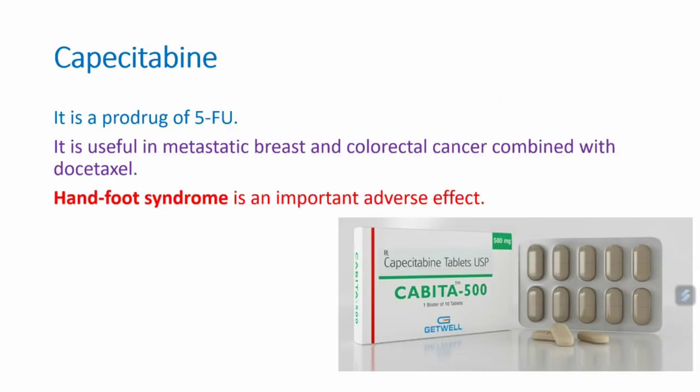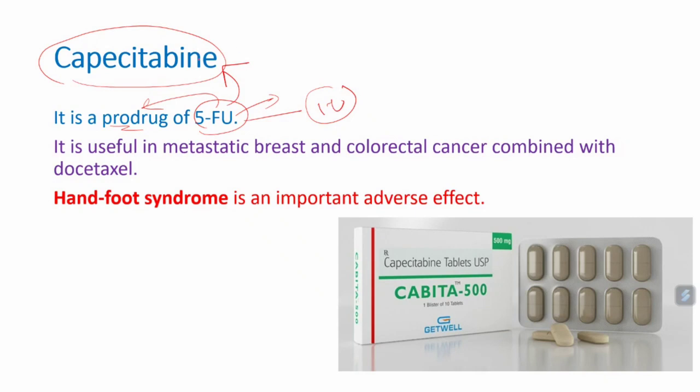Now let's talk about capecitabine. Capecitabine is a prodrug of 5-fluorouracil. 5-fluorouracil, as I told, is available in IV form. If 5-fluorouracil is to be given through the oral route, it is given as capecitabine, and this capecitabine is the prodrug of 5-fluorouracil.